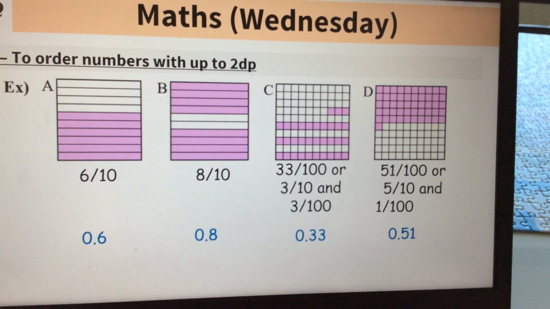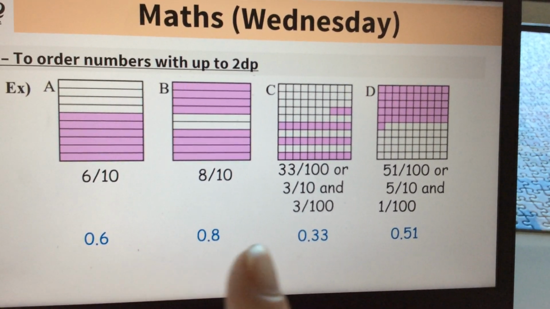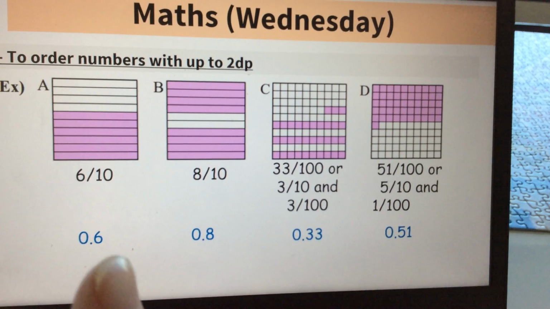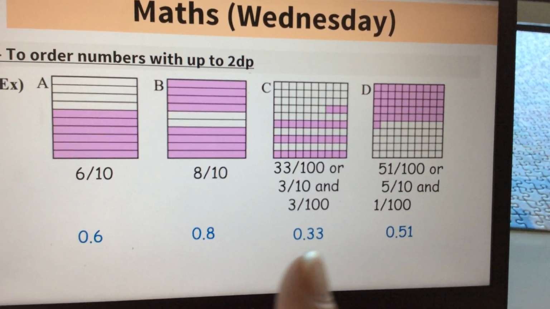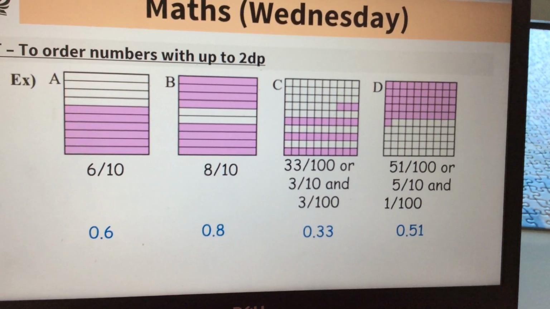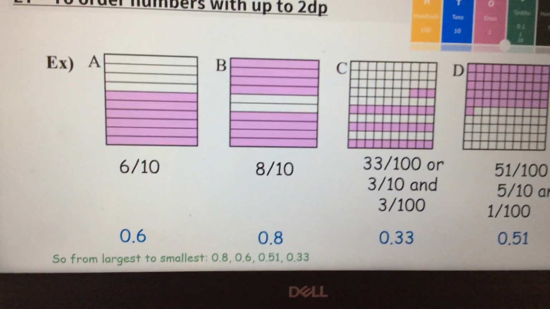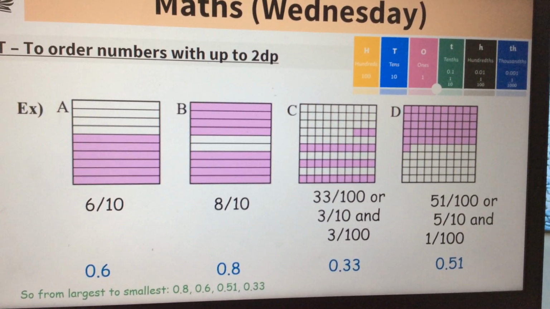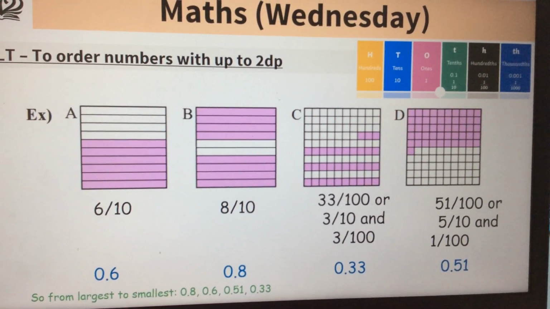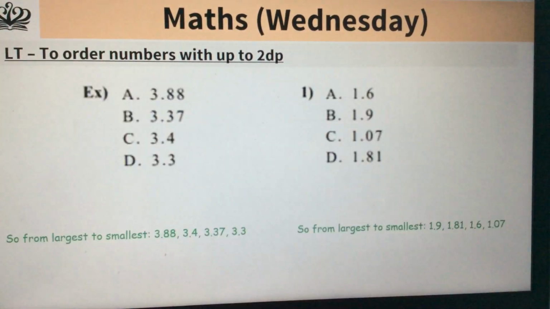So just a quick reminder, start with the ones. If they're all the same, as these are all 0, I look at the next digit on the right, the tenths, okay? And I can use that to compare and order them. So from the largest to the smallest, 0.8, 0.6, 0.51, 0.33, okay?